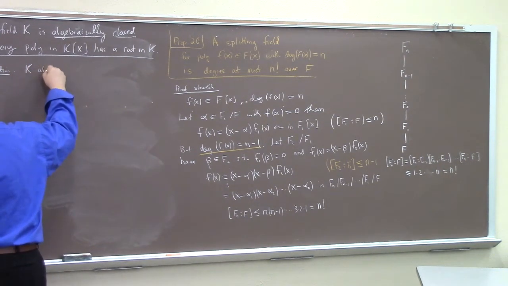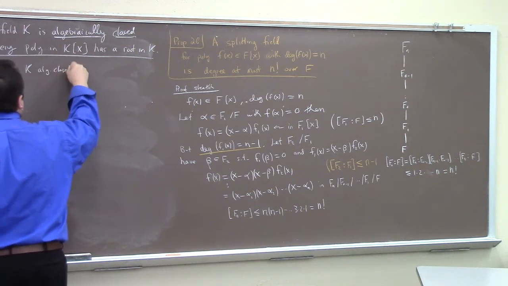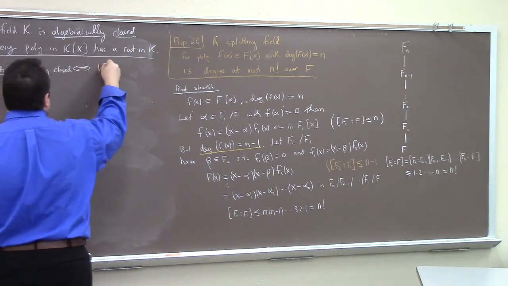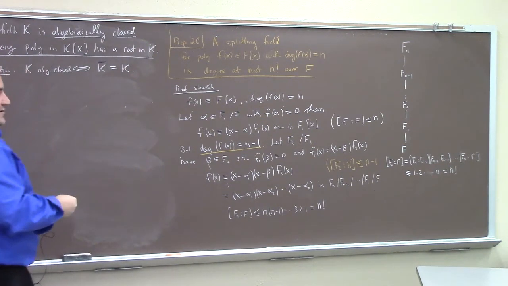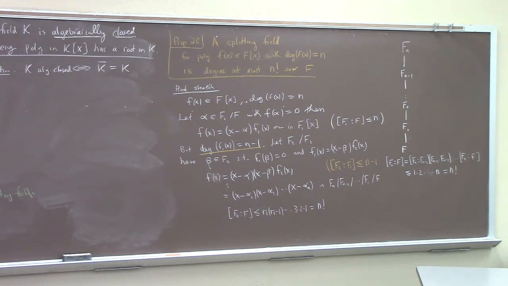K is algebraically closed if and only if K bar is equal to K. This is cute notation because, like the closure of a set in complex analysis we were talking about earlier, the set is closed if and only if it's equal to its closure. It says algebraically closed, it's closure. So yeah, fun.